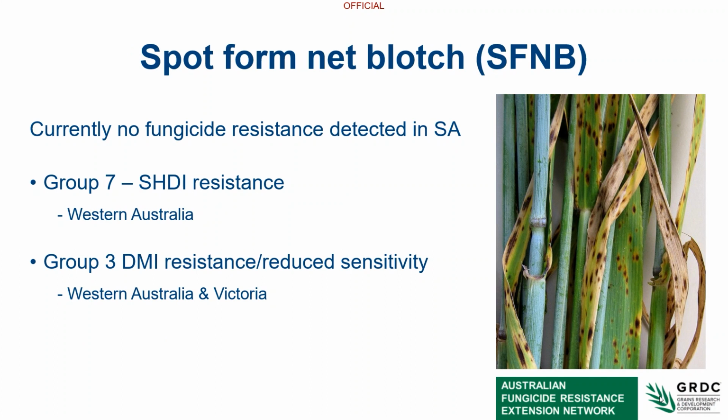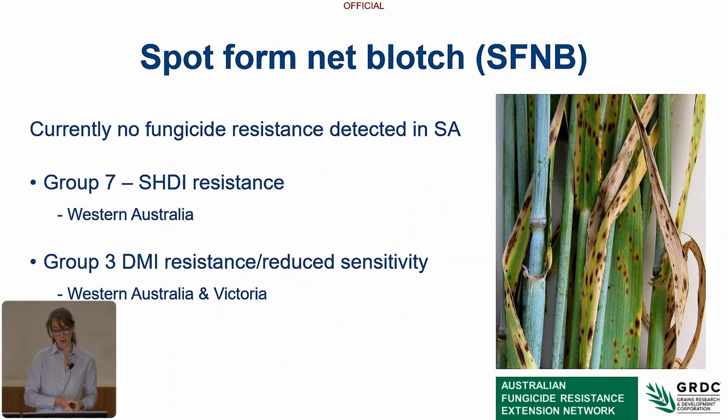Spot form of net blotch, I mentioned that we don't currently have resistance or reduced sensitivity in South Australia. We do have resistance and reduced sensitivity to the group 3s next door in Victoria, so something we need to be aware of. And the group 7 SDHI resistance is prevalent in Western Australia as well.